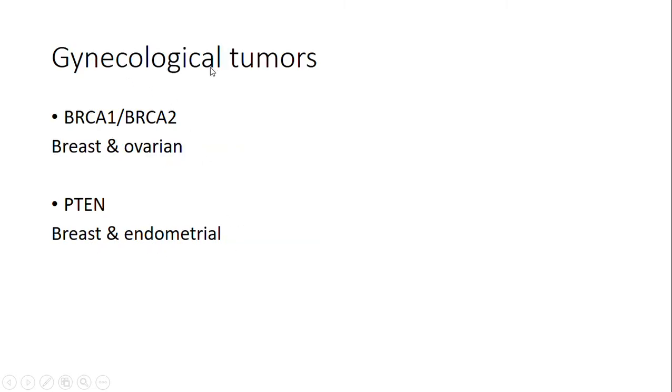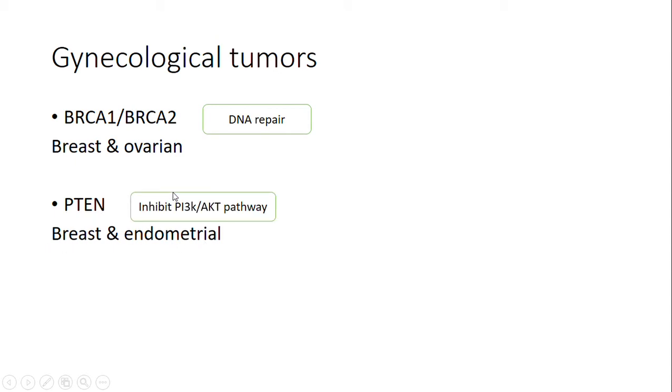Let's move to the gynecological tumors. We have BRCA1 and 2 genes, which are associated with breast and ovarian cancers, since they are important in the DNA repair. Let's move to PTEN. It is associated with breast and endometrial cancers.